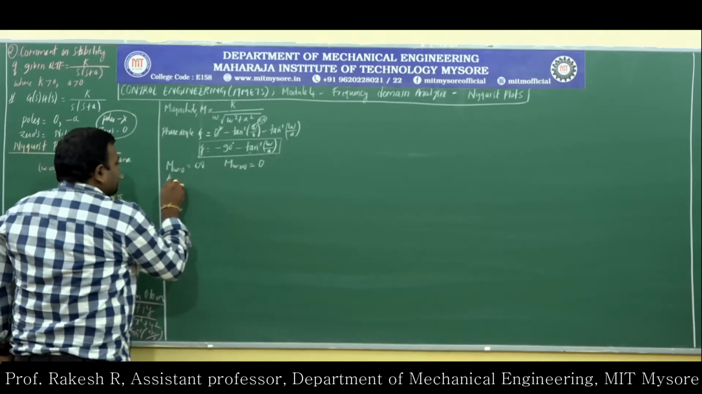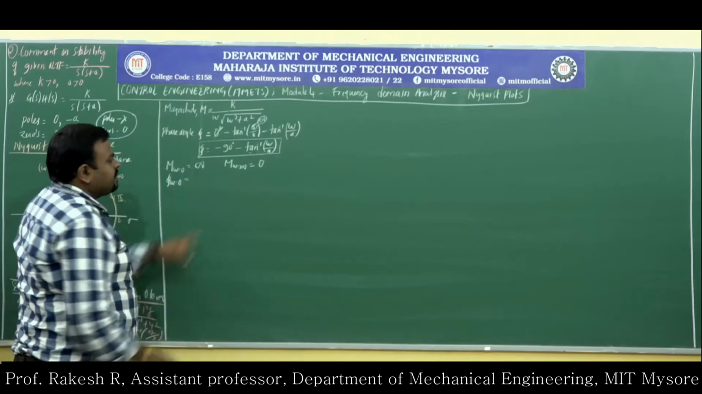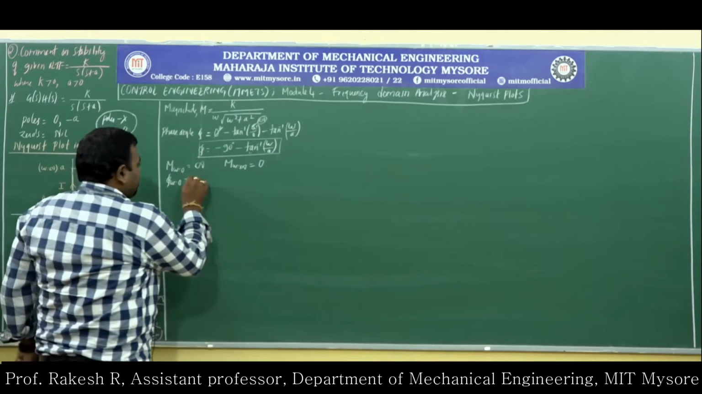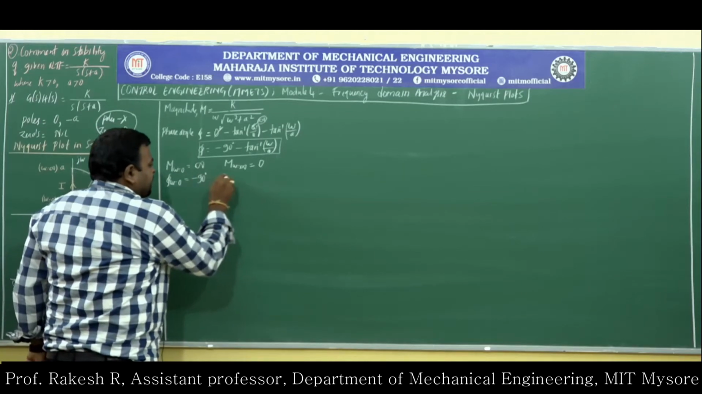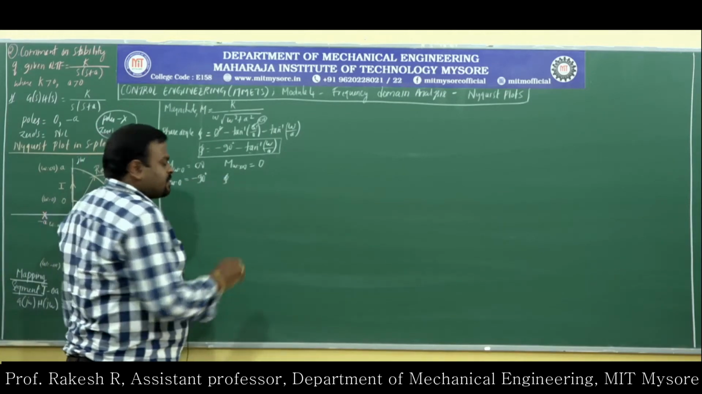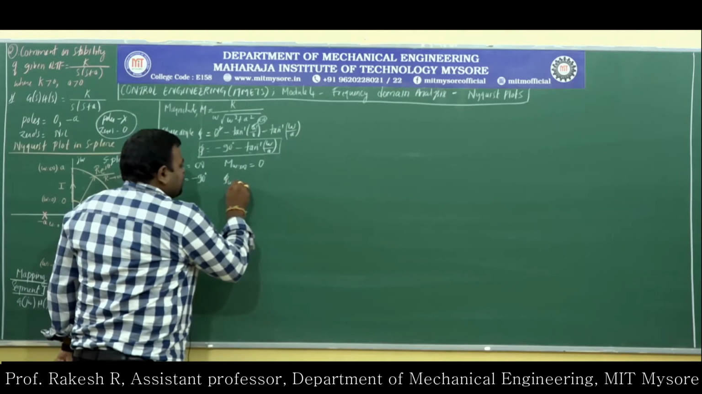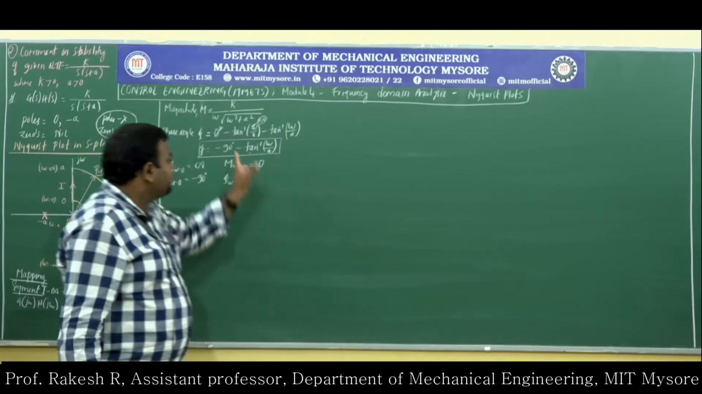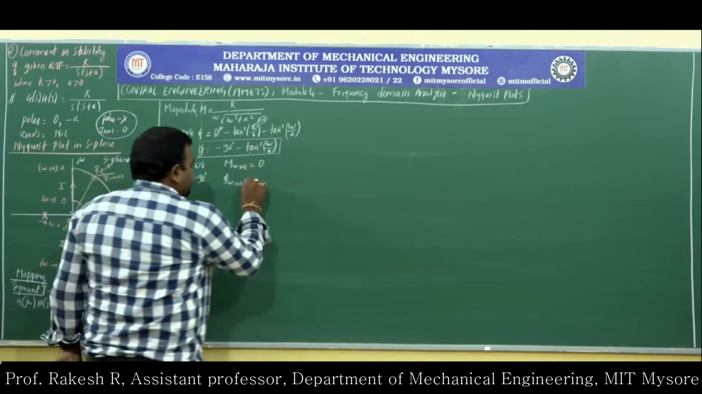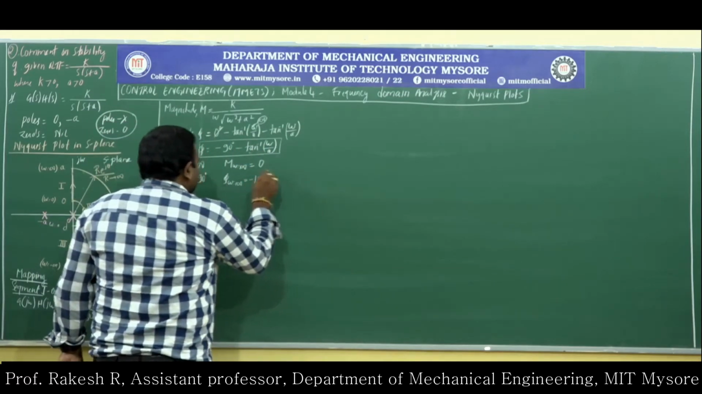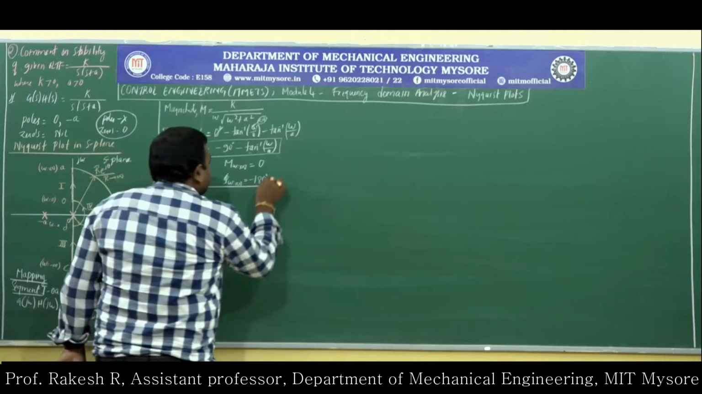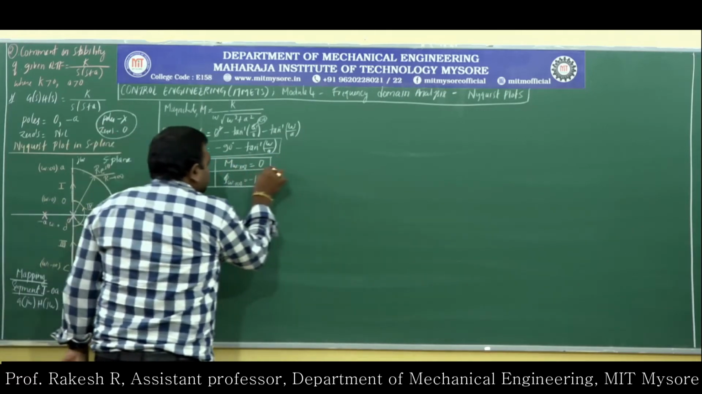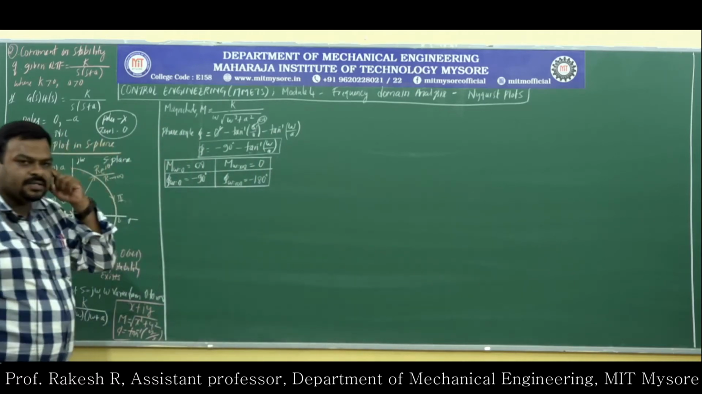What is the phase angle at omega is equal to 0? Phase angle at omega is equal to 0 means this term is 0. So you will be only left out with minus 90 degree. What is the phase angle at omega is equal to infinity? If you give infinity, tan inverse of infinity is 90, so minus 90 minus 90 is minus 180 degree. So this is the final answer what we require: the magnitude and phase angle at omega is equal to 0.